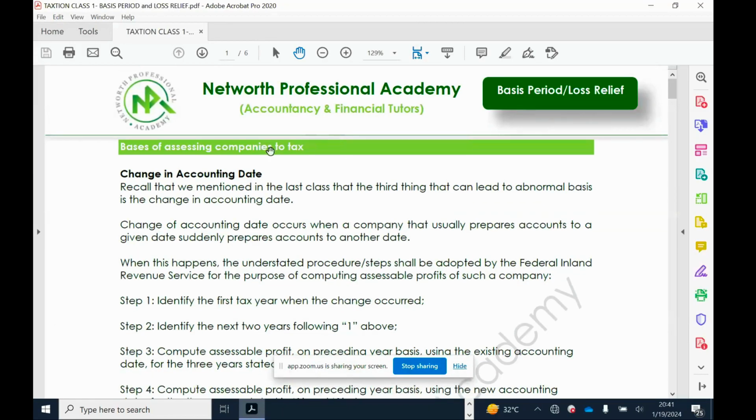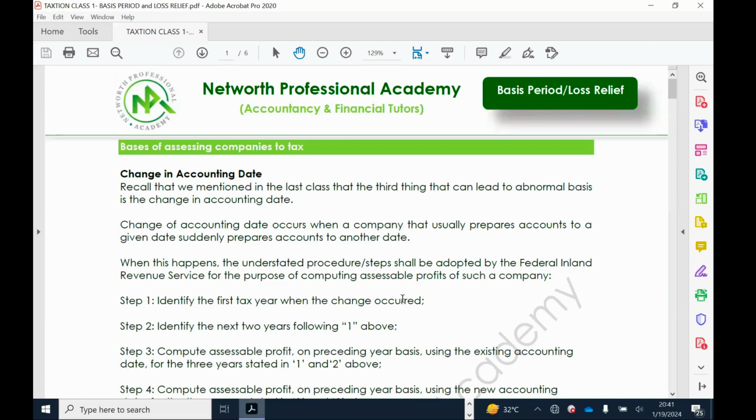All right, so welcome back to the second class of taxation. In the first class, we started with basis of assessment. We explained what basis of assessment is, what basis period was, what preceding year basis means, and what actual year basis means. We also explained what normal and abnormal basis mean.